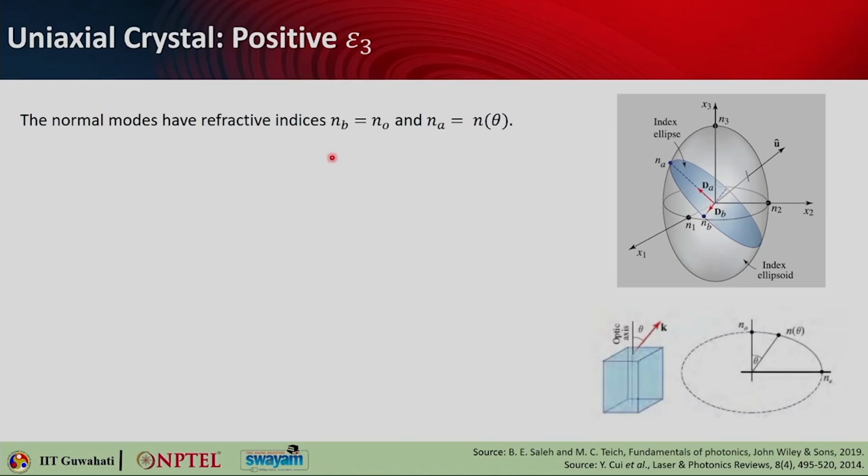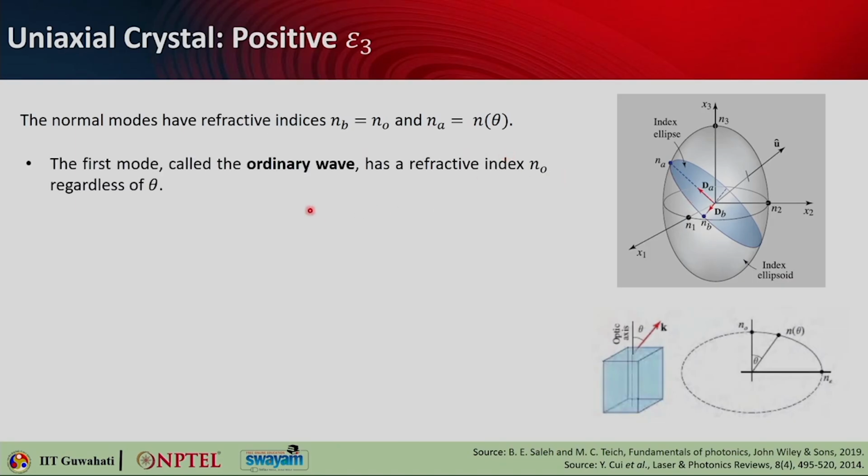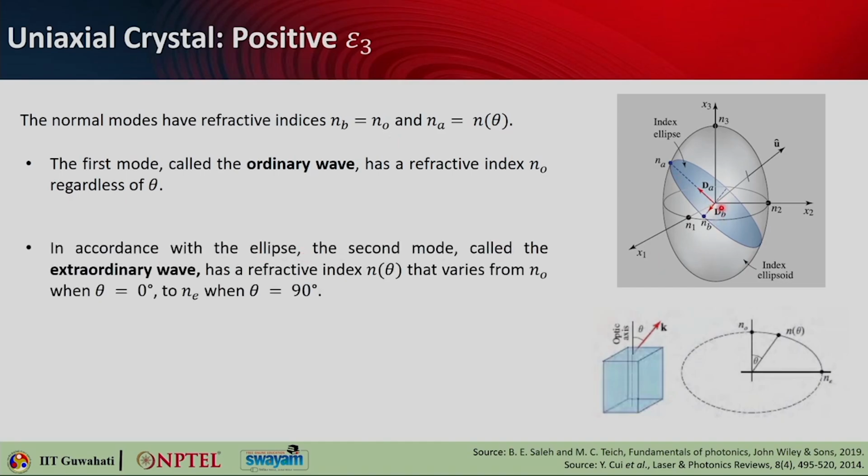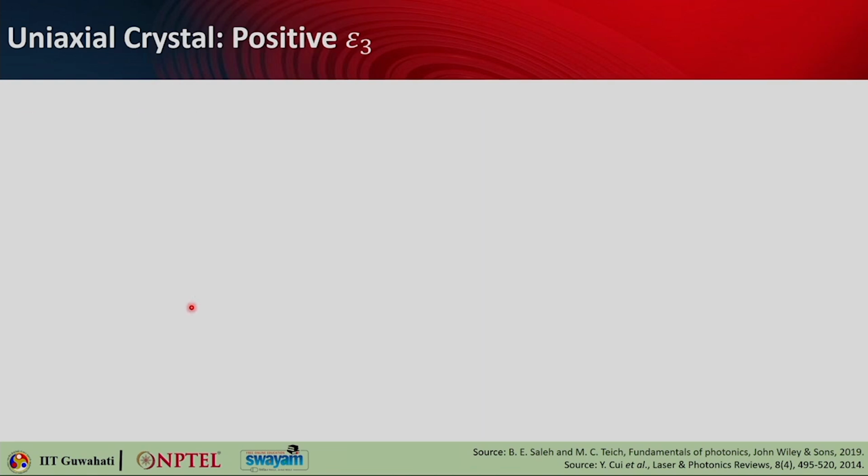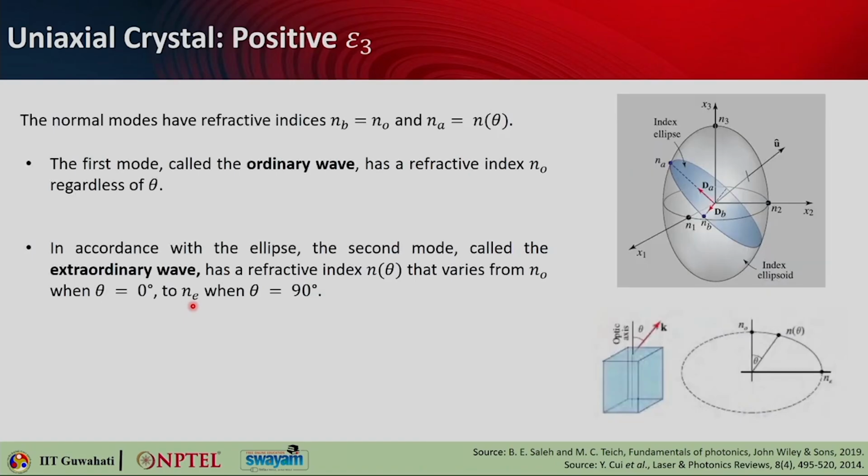So, normal modes have refractive indices NB equals NO and NA equals N theta. The first mode, the ordinary wave, has a refractive index that is independent of theta. But in accordance with the ellipse, the second mode, which is called the extraordinary wave, has a refractive index n theta, and that varies from NO to NE when your value of theta is changing from 0 to 90 degree.